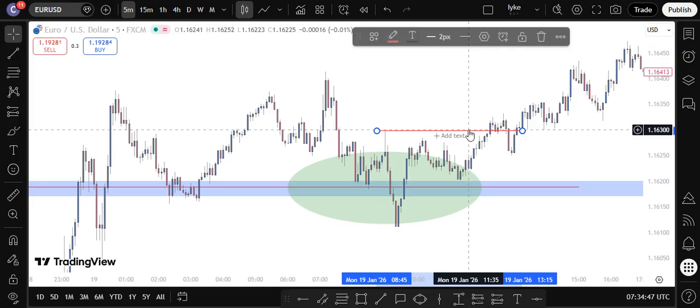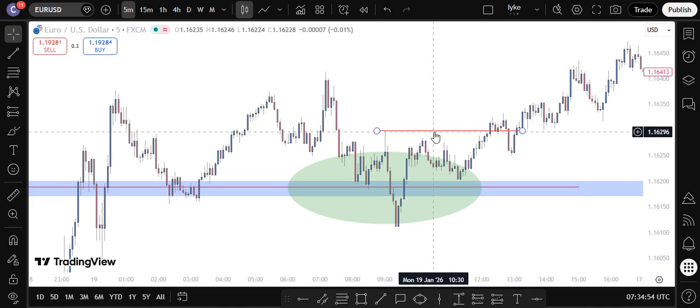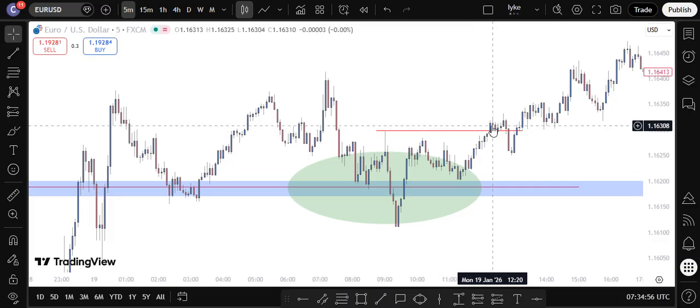This is the last lower high. So this is the place I'll be waiting for price to break above. Then this is going to be my indication that buyers are taking over this market. So when I see this indication, you can simply just place a trade.